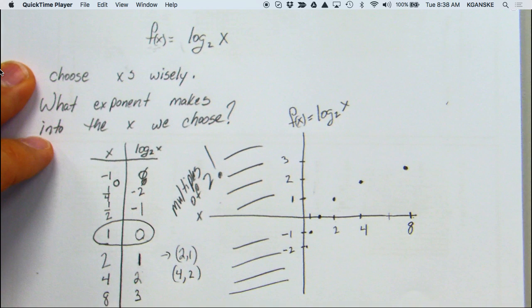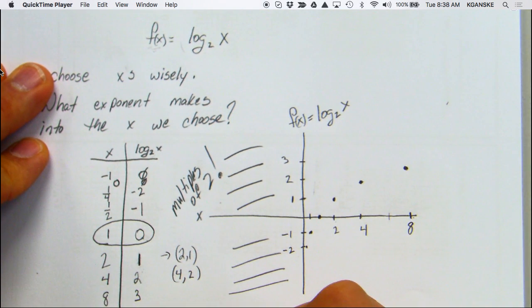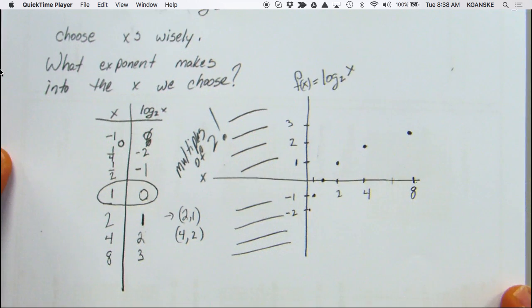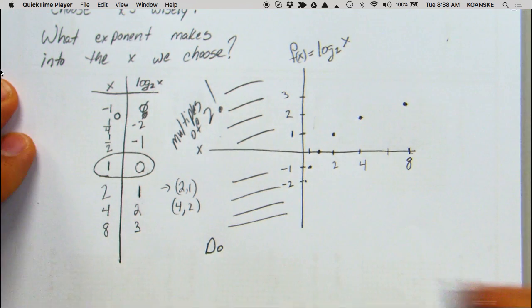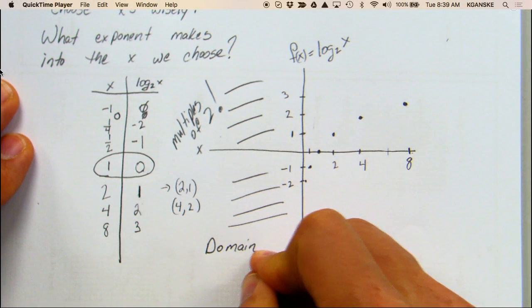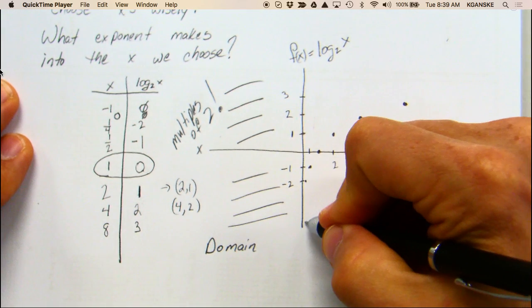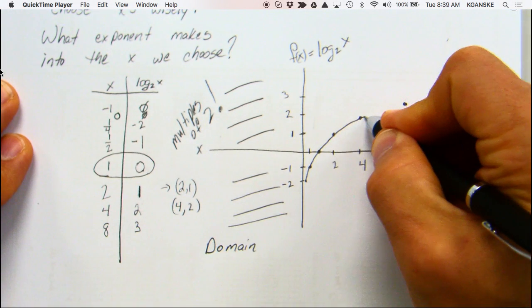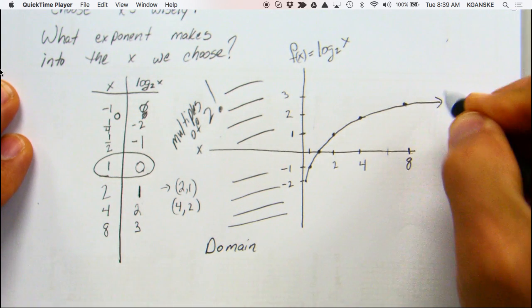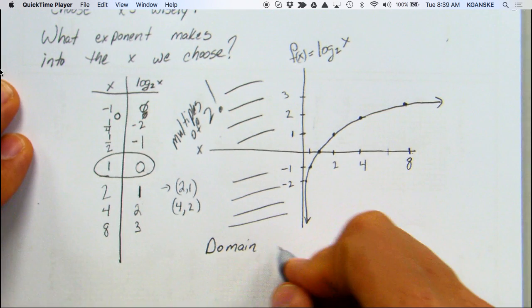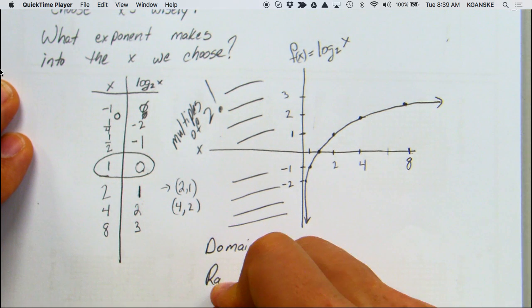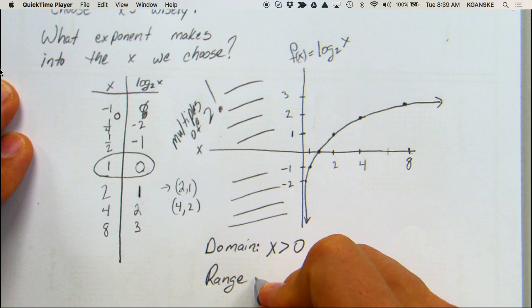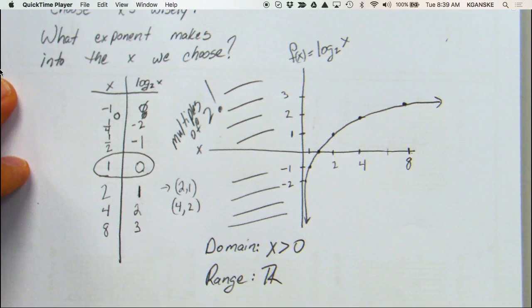Okay? So here, let's do this. Can I move this up just a little bit? Oh, you're very smart. Here, what is the domain of my graph? Looks like 0 to infinity, but 0 is not included. x has to be greater than 0, right? What about the range? Looks like all real numbers.